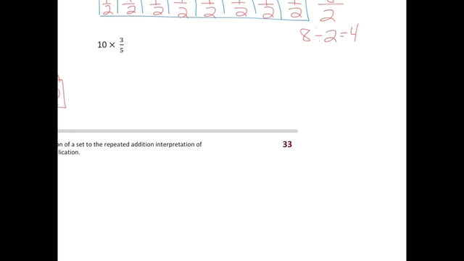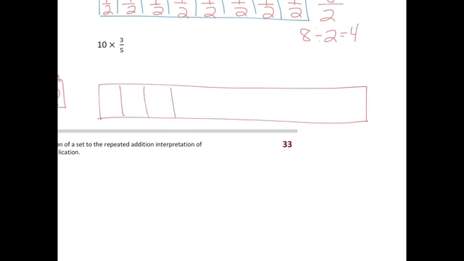So very similar problem again. We've got 10 times 3/5. They want us to show it using repeated addition. So what that means is I'm going to have a tape diagram, and I'm going to show 3/5 being added 10 times. So that means I'm going to have 10 equal parts in my tape diagram. 1, 2, 3, 4, 5, 6, 7, 8, 9. And each box is going to be 3/5. I've got this 10 times.